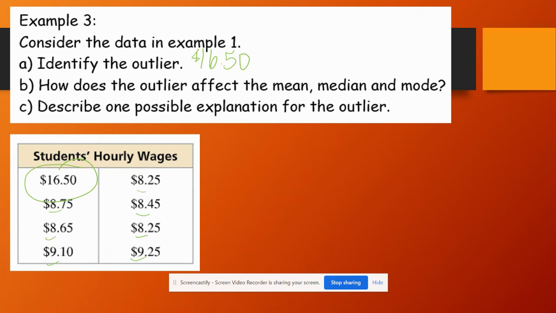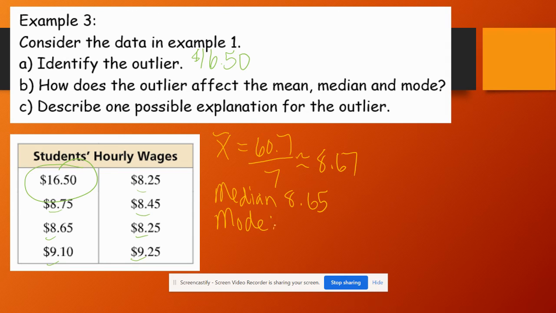Well, if we were to recalculate our mean without the outlier, then we would get a total of 60.7 divided by 7, because we now only have 7 data points, which gives us roughly about 8.67 for our mean. Our median, we have the exact middle number, which is 8.65. It's exactly in the middle. We didn't have to do any averaging again because we have an odd number of data points. And then our mode is still going to be 8.25.